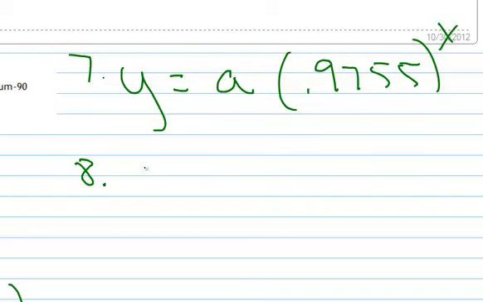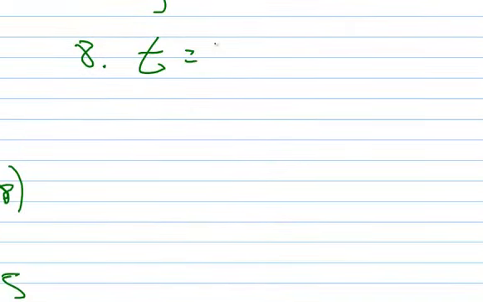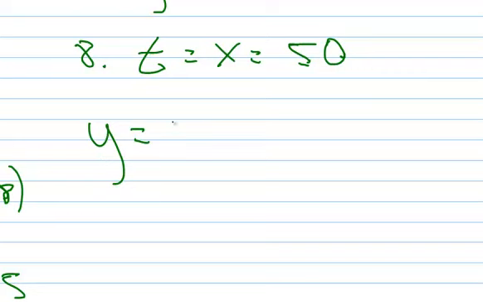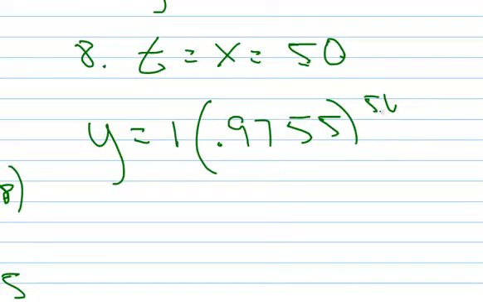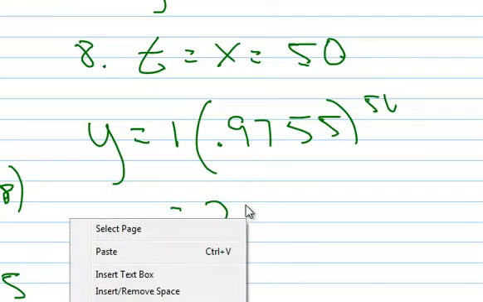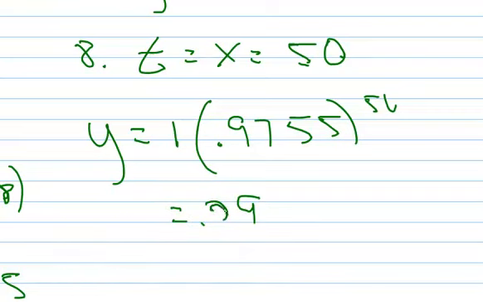So part 8 says we have time, or x, equals 50 years, and we want to figure out how much is left. So y equals, and again we could use 100% or we could use 1. Let's use the 1 and then convert it later. 0.9755 to the 50. And when you do that, you get 0.29, and when you convert that out, you get 29%.